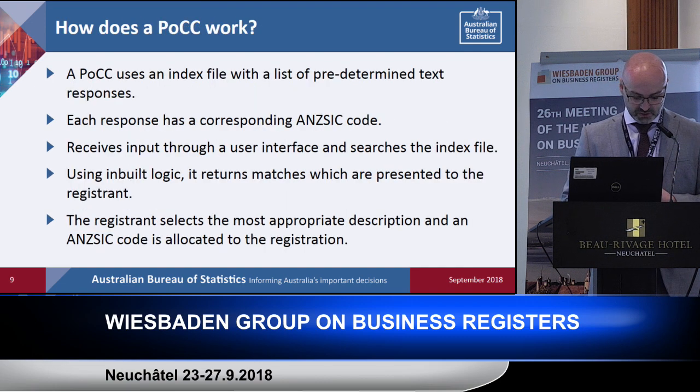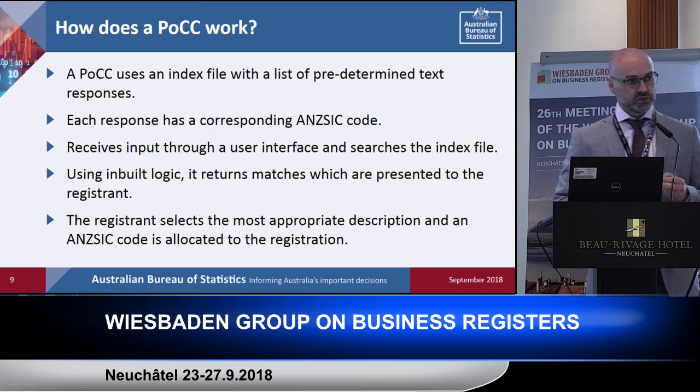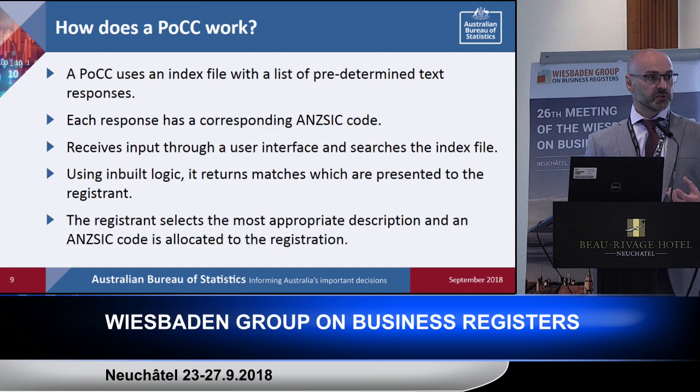So how does a POC work? A POC is based on an index file with a list of predetermined text responses. Now, associated with each one of those text responses is an ANZSIC code. The user provides information through a user interface. In this case, it's a description of their intended business activity. The POC then searches the list of industry descriptions on the index file and returns a list of probable matches using inbuilt logic. These matches are then presented to the user or the applicant in a drop-down list. The applicant then selects the most appropriate description that fits their business from the drop-down list, and an ANZSIC code is allocated to that business registration.